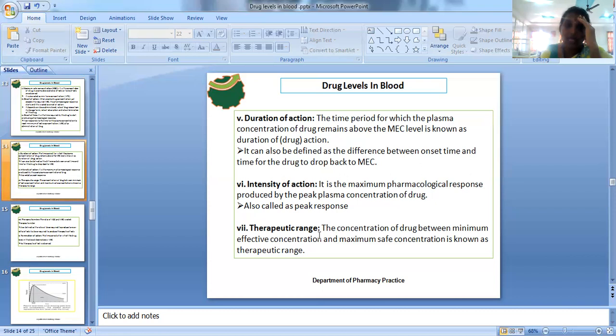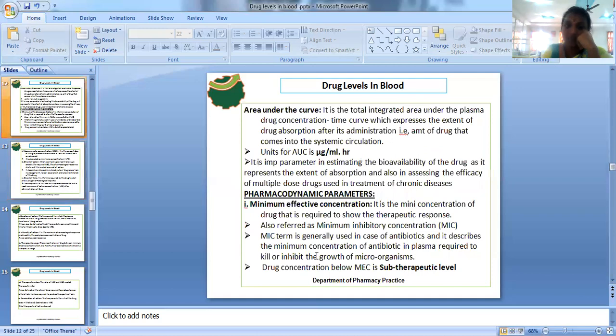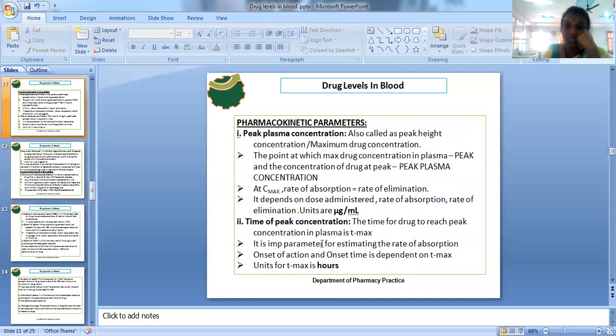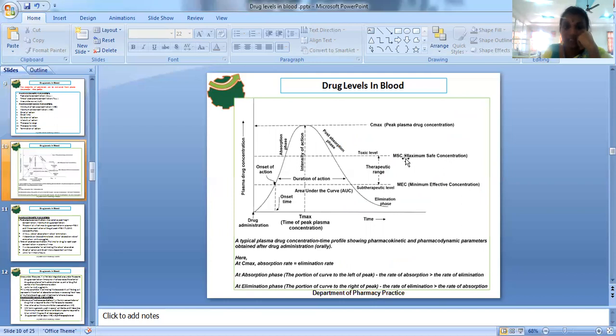And the next parameter is the therapeutic range. Here, there are two pharmacodynamic parameters. The first one is the minimum effective concentration, and the second one is the maximum safe concentration, which is also called the minimum toxic concentration, whereas MEC is also called the minimum inhibitory concentration. What is the therapeutic range? The concentration of the drug between the minimum effective concentration and the maximum safe concentration is known as the therapeutic range. That is, whatever range lies between the MEC and MSC is the therapeutic range.